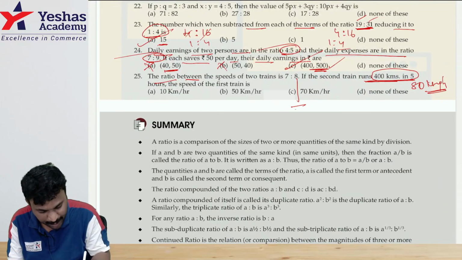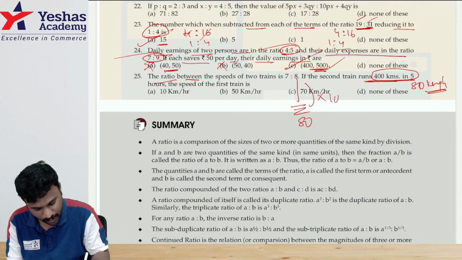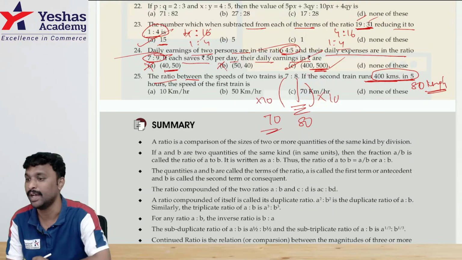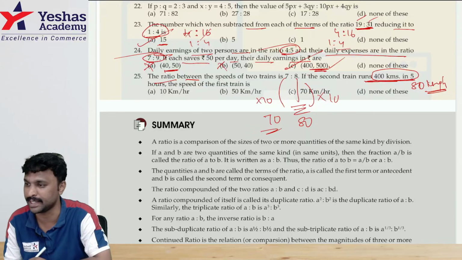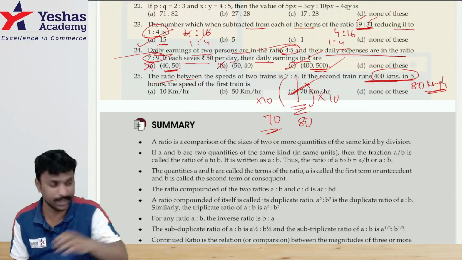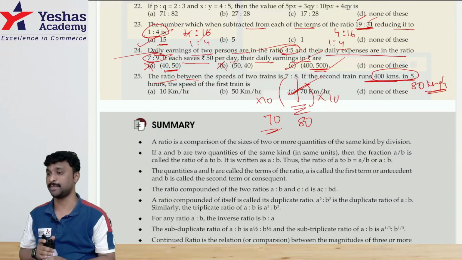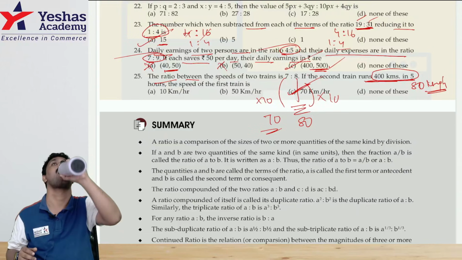That means this 8 parts is equivalent to 80. So what's the multiplying factor? 10. So obviously 7 also must be multiplied with 10. That gives you 70. So speed of the first train is 70 kilometers per hour. So option C is the right answer. Guys, with this we are done with exercise 1A, that is questions based on ratios.